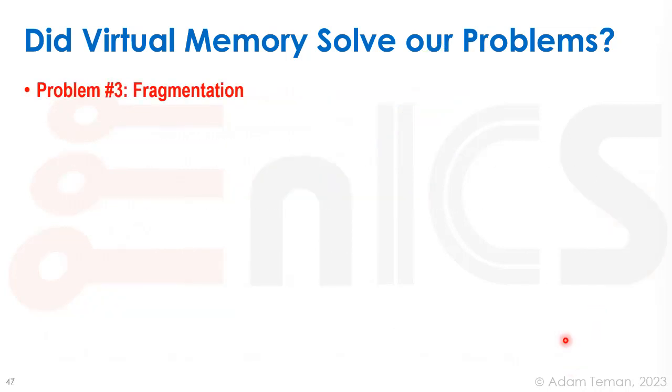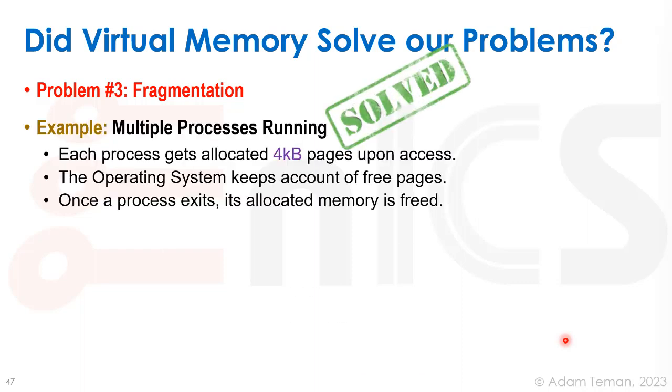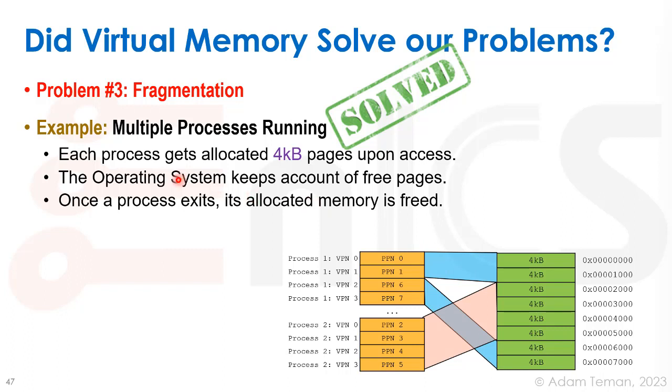Our next problem that we recognized was fragmentation, and luckily that problem is solved as well. For example, we have several processes that are running, and they each need a certain amount of memory. But we divided our whole physical memory into 4 kilobyte chunks. It could be something different than 4 kilobytes, but as I said, 4 kilobytes is a typical number. That's the resolution at which we can distribute pages to each of the processes.